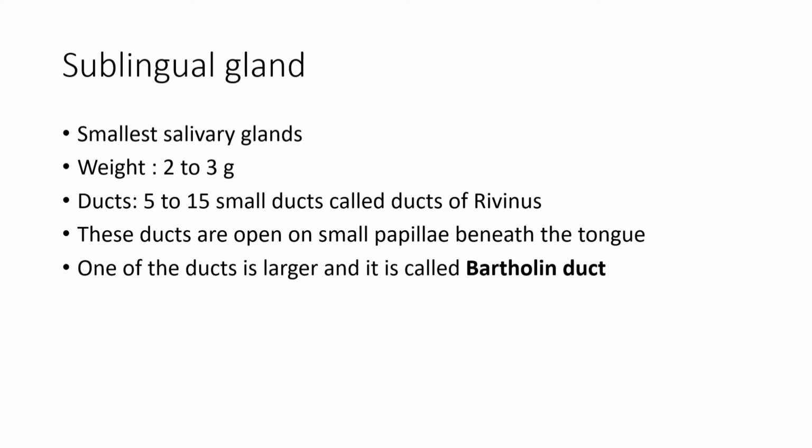Sublingual gland. It is the smallest salivary gland. It has a weight of 2 to 3 gram. It opens in the mouth via 5 to 15 small ducts called ducts of Rivinus. These ducts open on small papillae beneath the tongue. One of the ducts is larger and is called Bartholin duct.